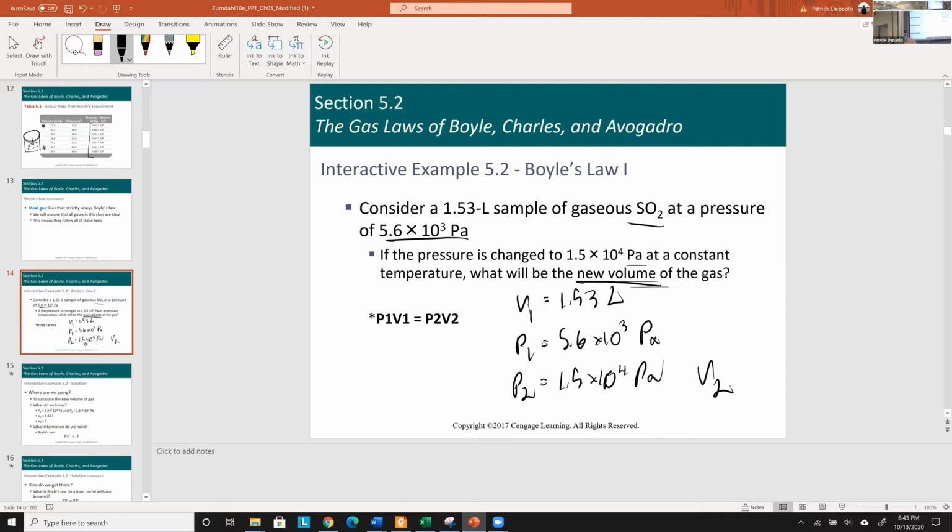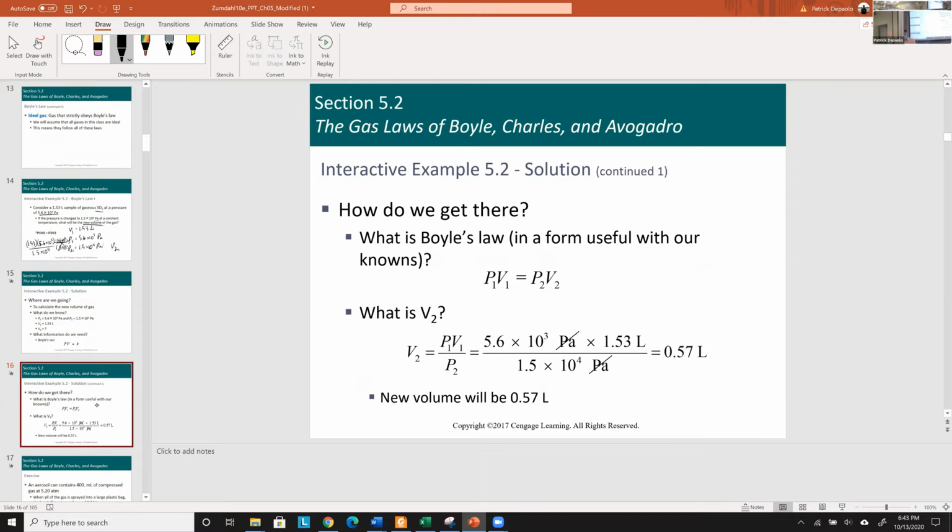We have all these numbers, so we can plug and chug into the equation. We put 1.53 times P1, which is 5.6 times 10 to the third, equals P2, which is 1.5 times 10 to the four, times V2. So we can divide by 1.5 times 10 to the fourth. That cancels out, and we divide by 1.5 times 10 to the fourth. I will make it easier for everybody. This would be the math. So right here, that's how we would solve for V2.